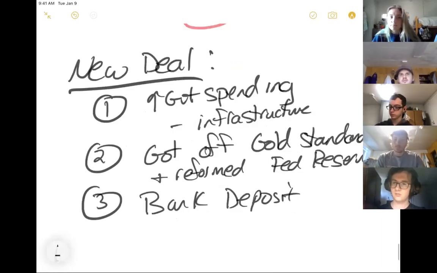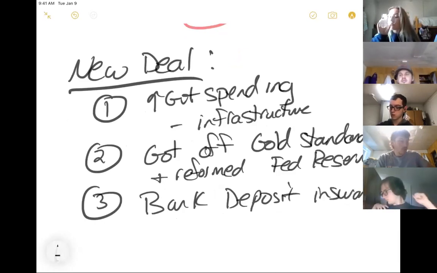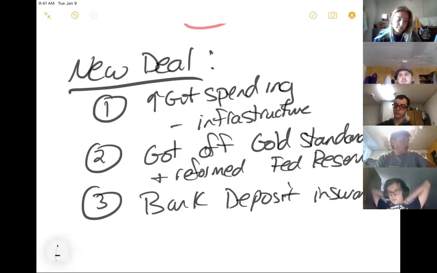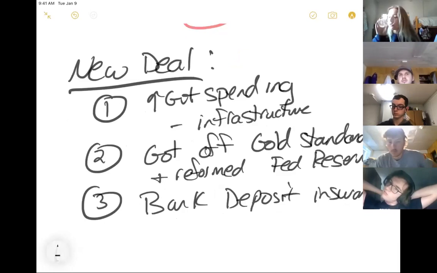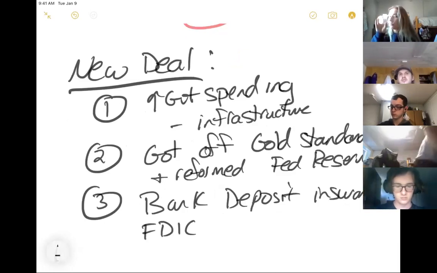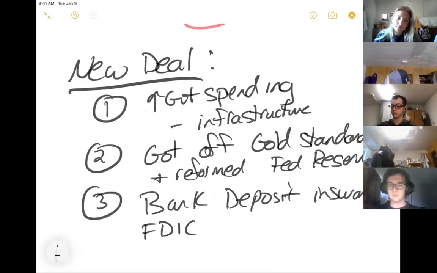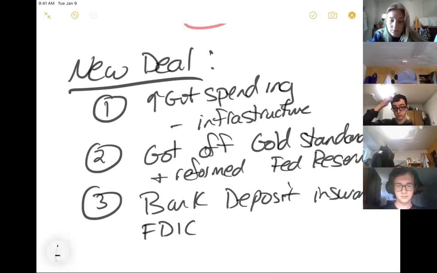Another important part of the New Deal. Actually, there are many parts of the New Deal. I shouldn't say these are the only parts, but from our perspective, a couple of parts we want to highlight is the creation of bank deposit insurance, the FDIC, the Federal Deposit Insurance Corporation. Who is the insurance for? The bank or the depositor? Who gets insured?